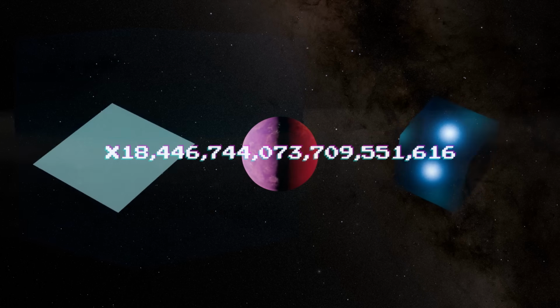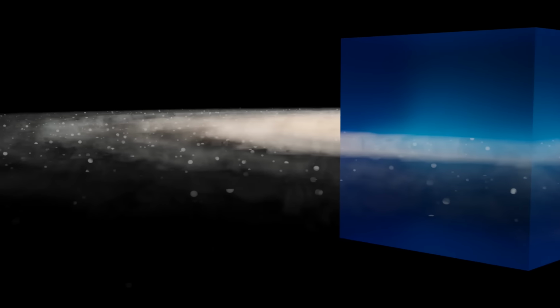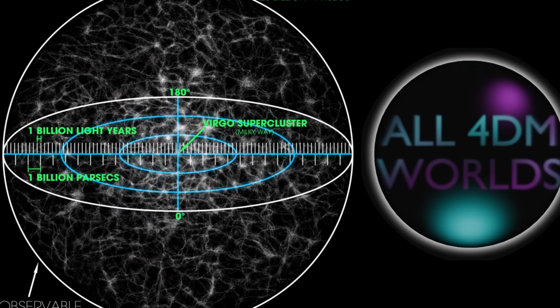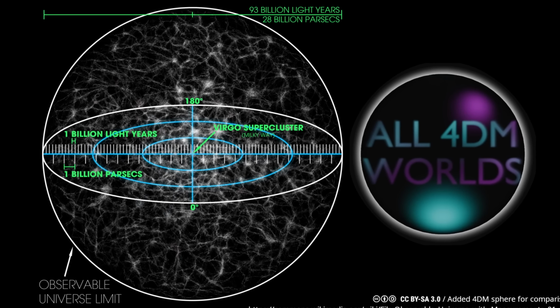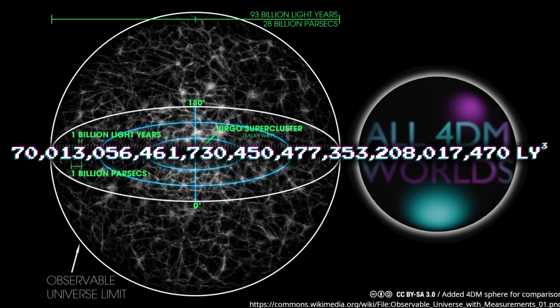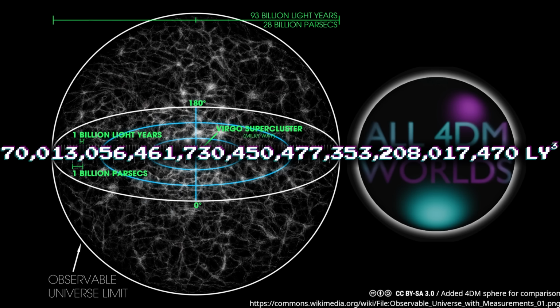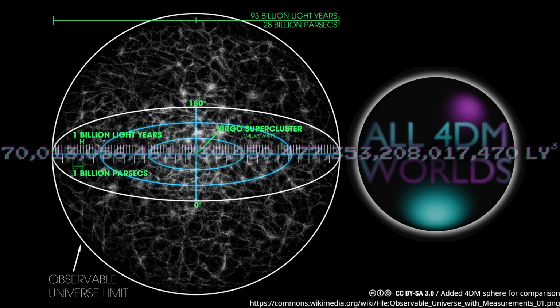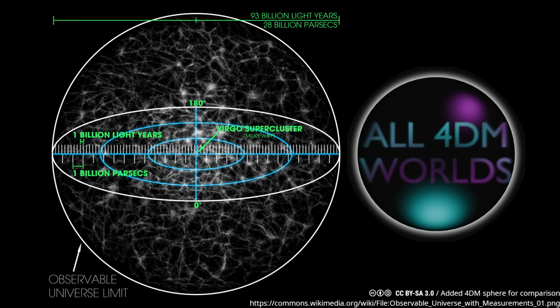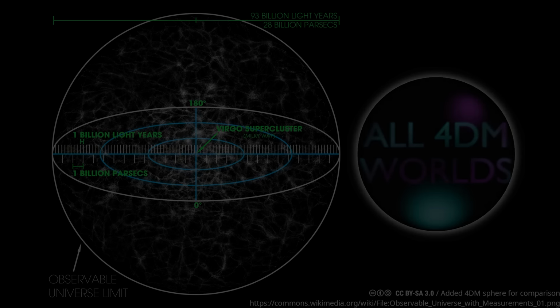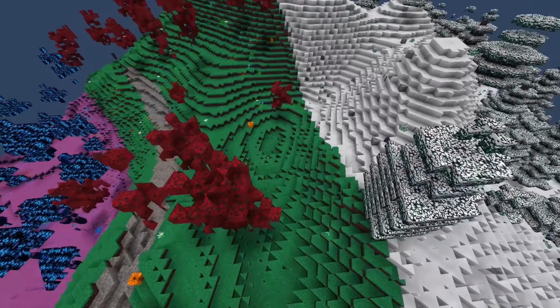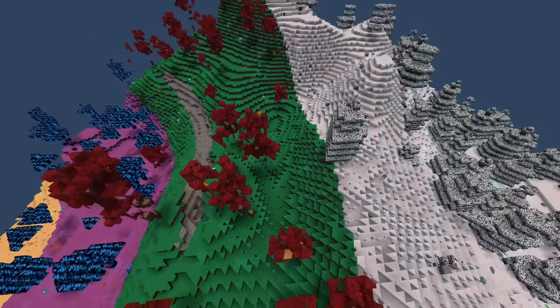The volume of one 4D Miner world's surface is 3.8 trillion cubic light years, and the combined volume of all possible 4D Miner worlds is over 70 nonillion cubic light years, which is about 17% of the volume of the observable universe. I guess that means there's still a lot of room for improvement, but we can save that for another day. Honestly, this world size is just a bit too big to be useful.